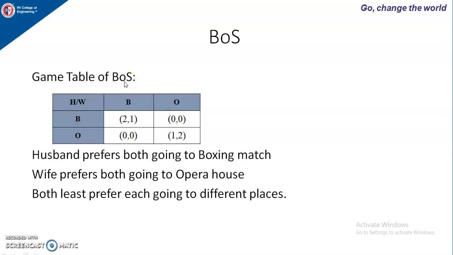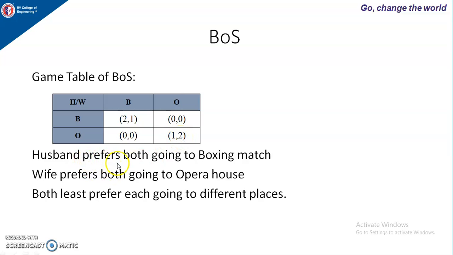Game table of BOS will be, actions for both the players will be B and O, B and O. When both of them go to boxing match, player 1 will have a payoff of 2 and player 2 will have a payoff of 1. When player 1 goes to boxing match and player 2 goes to opera house, both of them will get a payoff of 0. And when player 1 goes to opera house and player 2 goes to boxing match, again they get a payoff of 0. When player 1 goes to opera house and player 2 goes to opera house, player 1 will get a payoff of 1 and player 2 will get a payoff of 2.